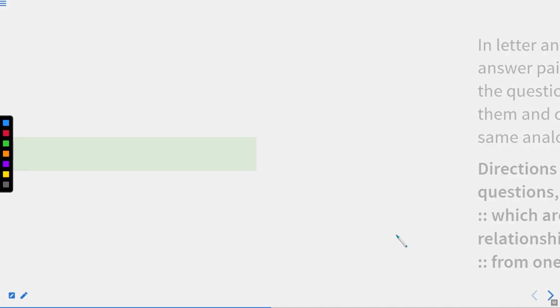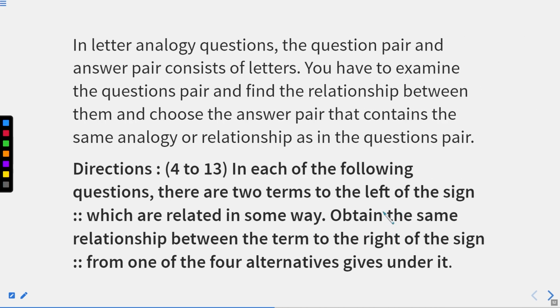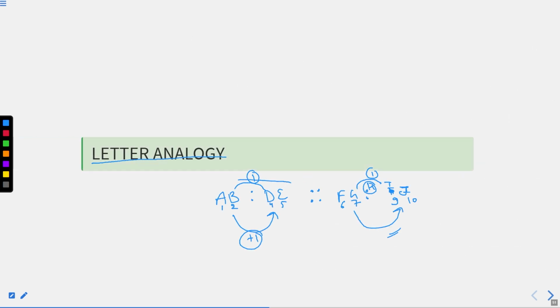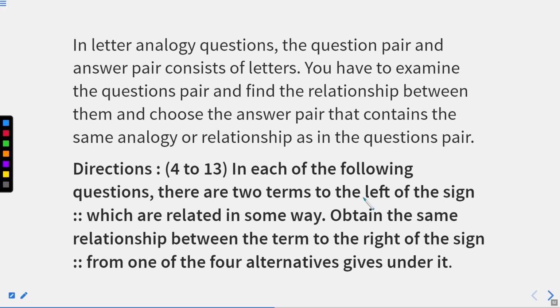We are directly starting with the instruction part for the next questions 4 to 13. For that, we'll read this. In letter analogy, the question pair as well as the answer pair consist of letters. You have to examine the question pair, find the relation between them, and choose the answer pair that contains the same analogy or relation. So what exactly does analogy mean here? The relation as in the question pair. Let's say this is your question pair. You have to find the relation and implement the same in the answer. And the direction for questions 4 to 13 is in front of you.